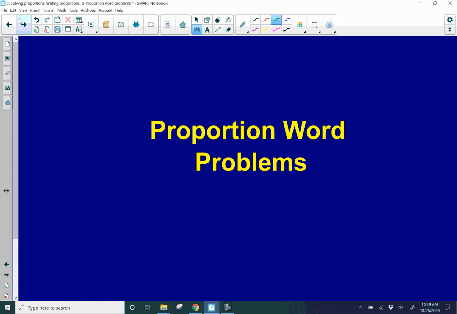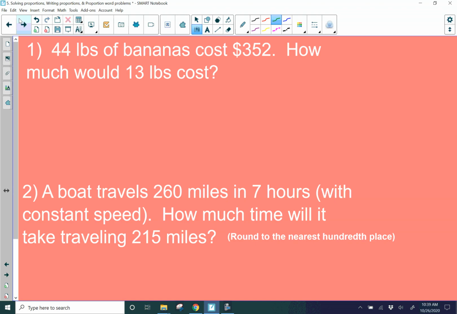Okay, the last skill is proportion word problems. So it's basically taking what we've talked about and applying it to solving real world problems. So again, I'm going to encourage you to put your keywords there first. So we're doing 44 pounds of bananas costs $352. How much would 13 pounds cost? Well, I'm going to do dollars over pounds. Whenever I have money, I always put the money on top. However, you could do pounds over dollars as well. That would be fine as well.